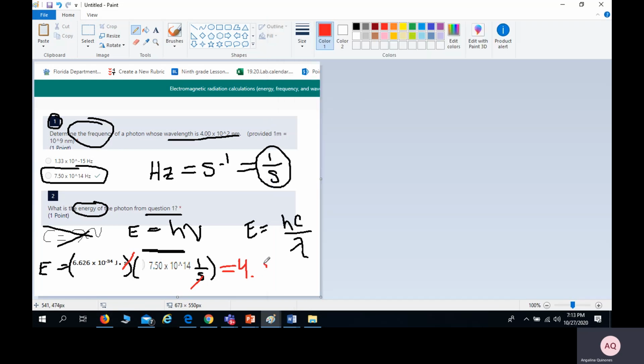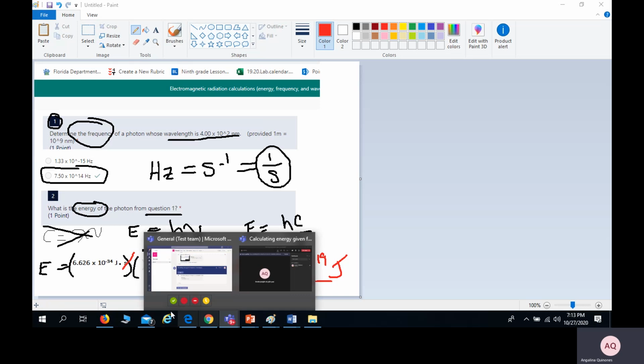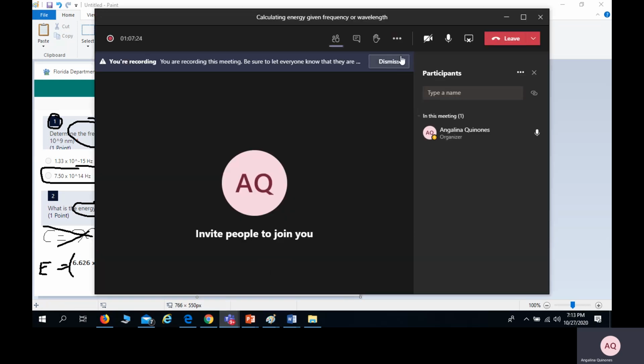So 4.97, let's make this bigger, times 10 to the negative 19. And that unit, again, was joules, because that's the only thing that's left over. And that should be the answer for number 2. Hopefully you can use that to solve other equations that are similar.